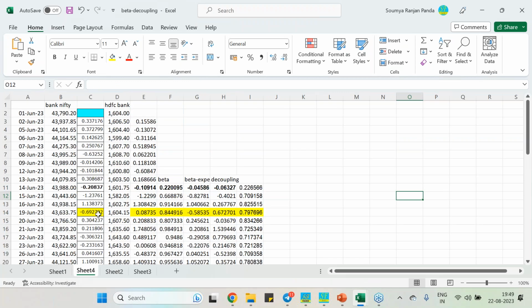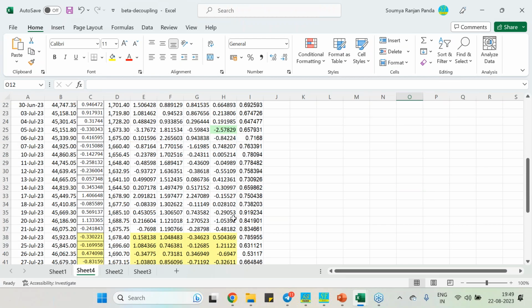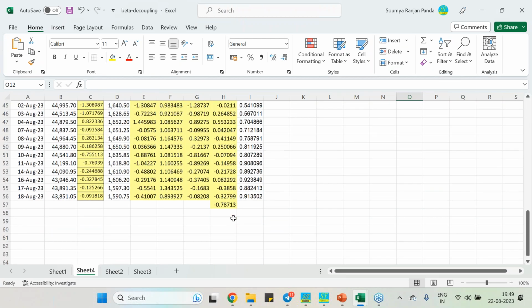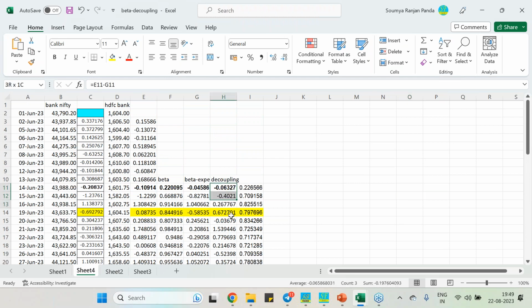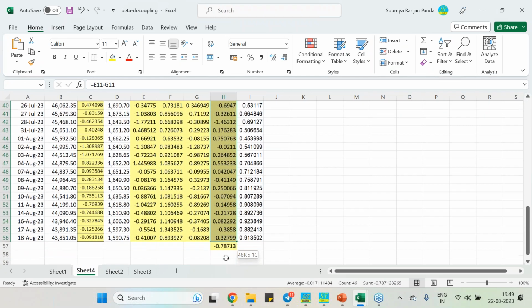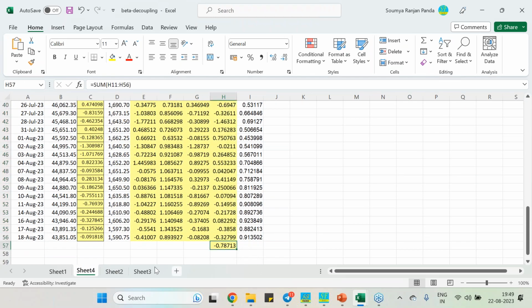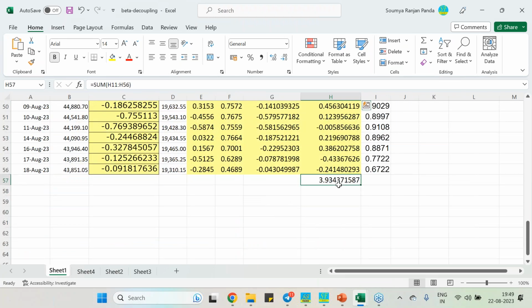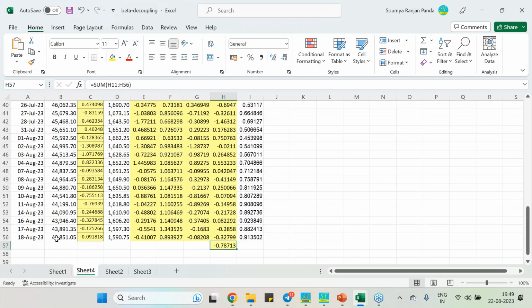The same process applies if you are comparing Bank Nifty with HDFC Bank; you can do it in this order. Bank Nifty and HDFC Bank both have decoupling here. If you take it, net decoupling is negative 0.78. Earlier here you have seen positive, so Bank Nifty buy and Nifty sell. However, here it is negative. Negative means what will we do?